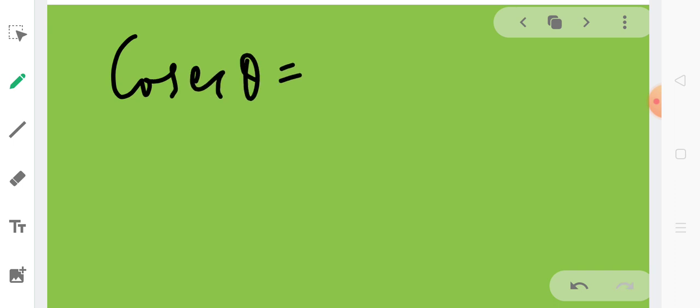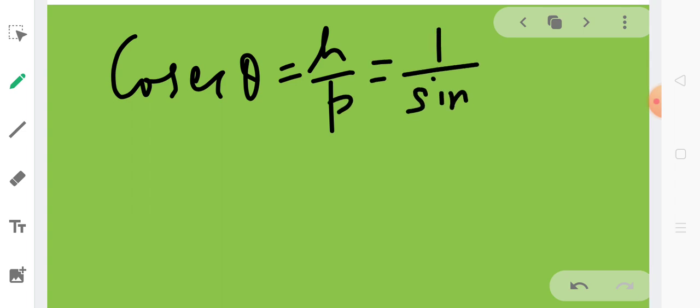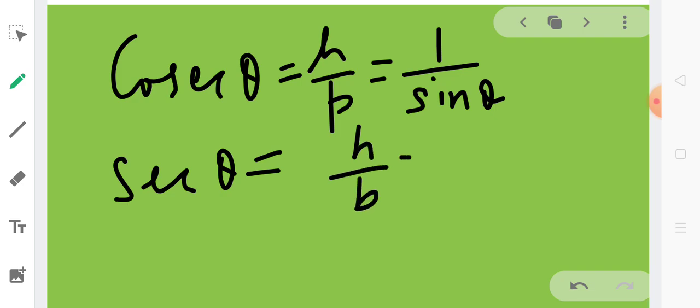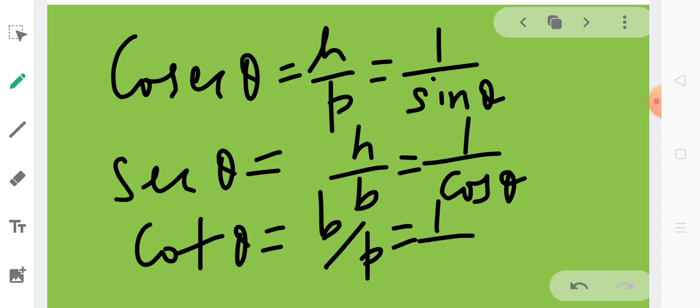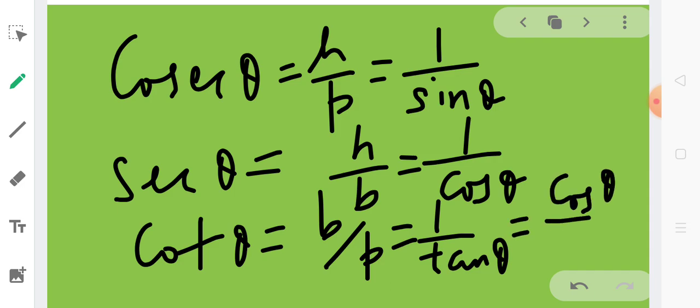Similarly, you can write down cosec theta. Cosec theta is hypotenuse by perpendicular. This is equal to inverse of sine theta. Sec theta, that is equal to hypotenuse by base. This is 1 upon cos theta. And lastly, cot theta. This is equal to base by perpendicular. This is 1 by tan theta, or you can write down cos theta by sine theta. So in this manner, we can define 6 trigonometric ratios.